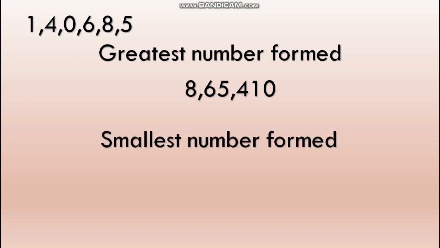So may I start with 0? 0, 1, 4, 5, 6, 8. Let's read this number first. It is 14,568. That is a 5-digit number. We are making a 6-digit number. So what will we do? We will exchange the place of the second smallest digit and the smallest digit. So the number will be 1, 0, 4, 5, 6, 8.